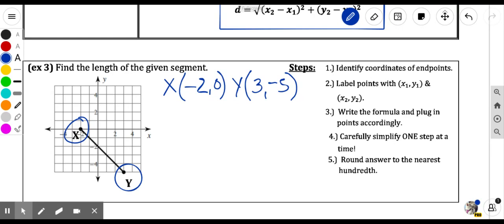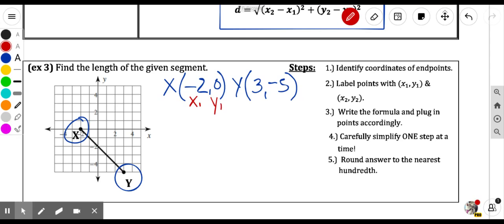Okay. Next thing you want to do is label your points with x1, y1, x2, y2. Again, it doesn't matter which one you call your first point, which one you call your second point. Trying to switch to a different color here. There we go. Okay, so I'm going to call this my x1, y1.